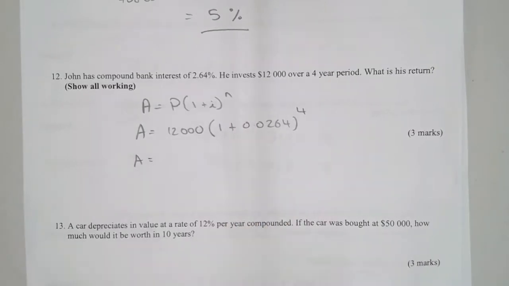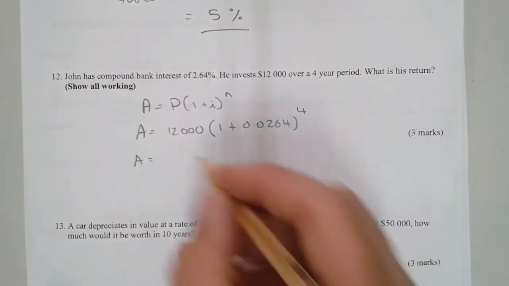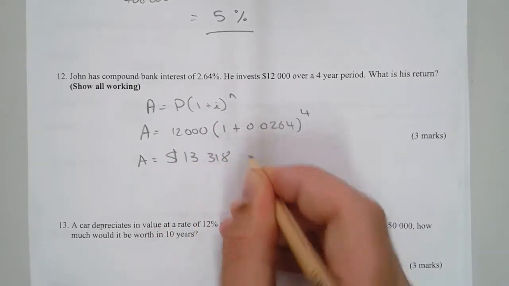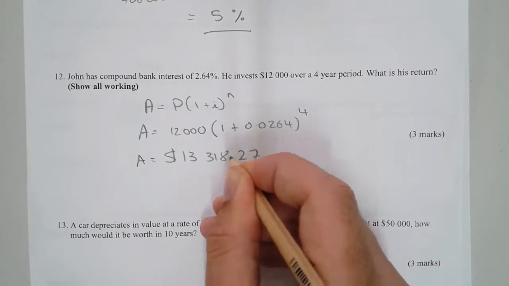Type this bit in first. So 1.0264 to the power of 4, multiplied by your 12,000, and his return is $13,318, and we must round to 2 decimal places because it's currency.